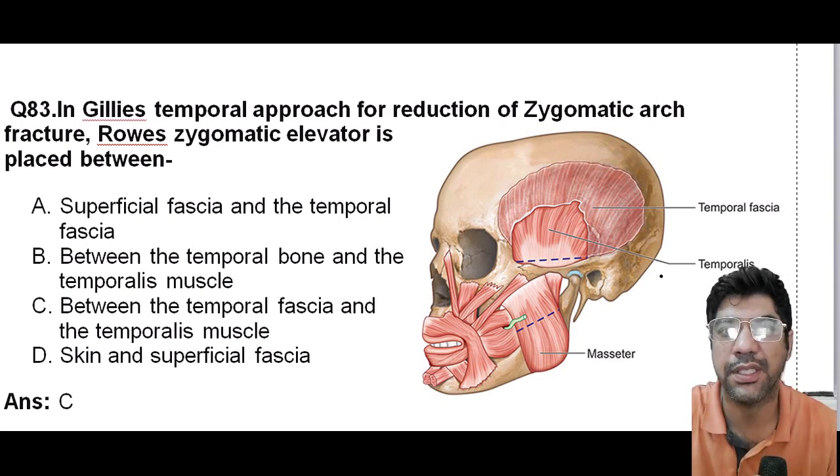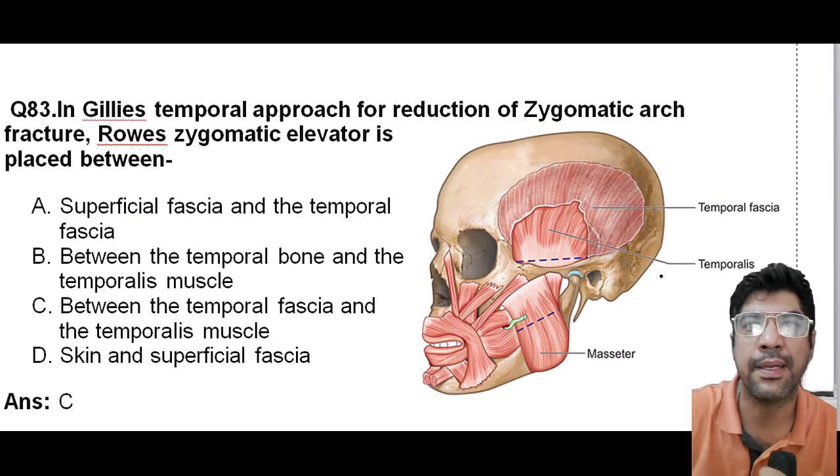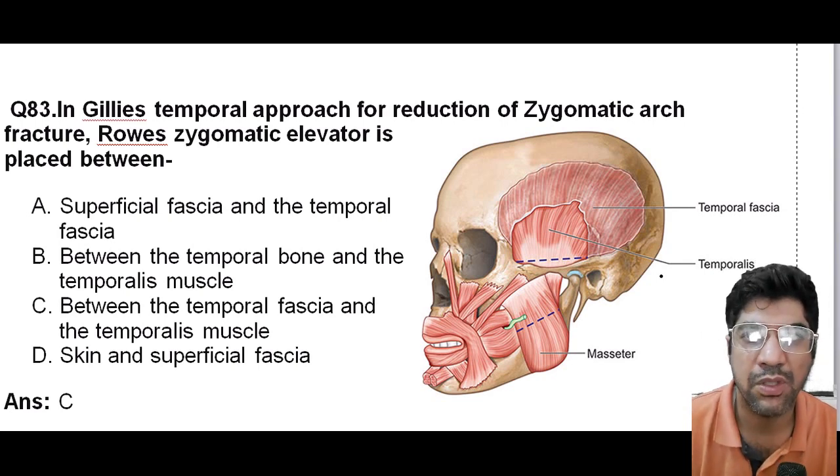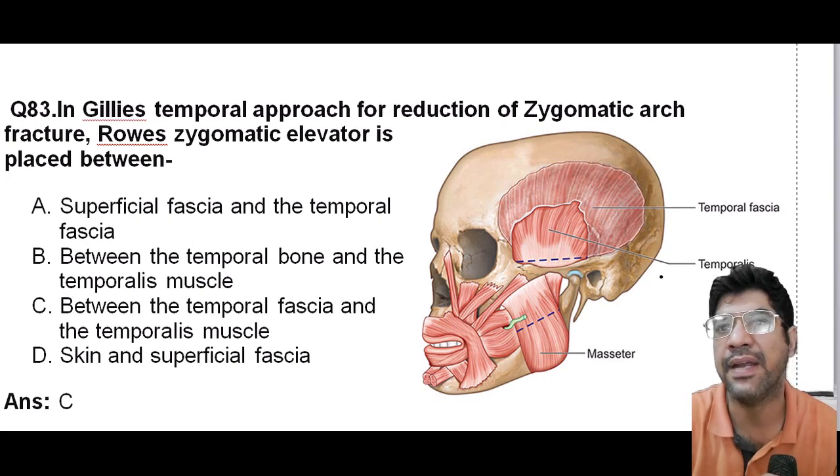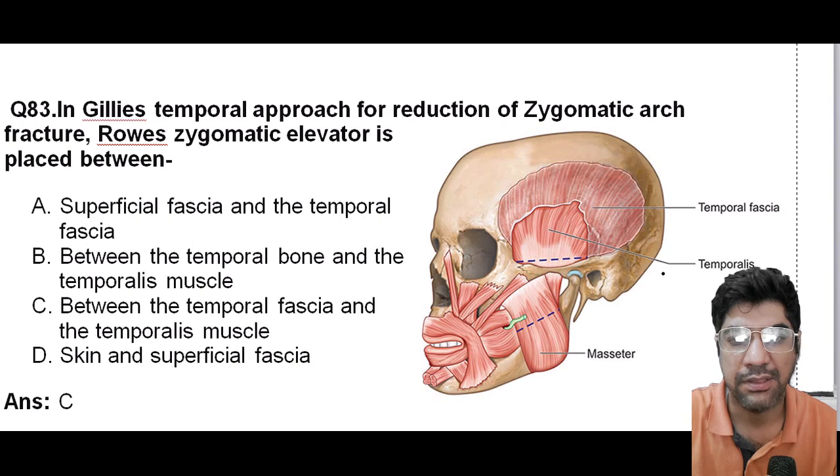Moving to the next question, in the Gillies temporal approach for reduction of zygomatic fracture, the Rowe zygomatic elevator is placed between... Reduction of a recent fracture of the zygomatic arch can be carried out using the Gillies temporal approach.